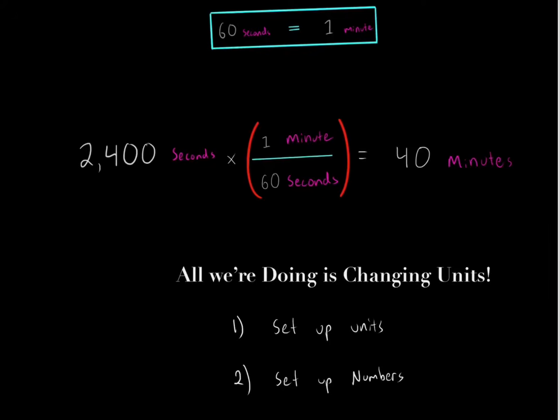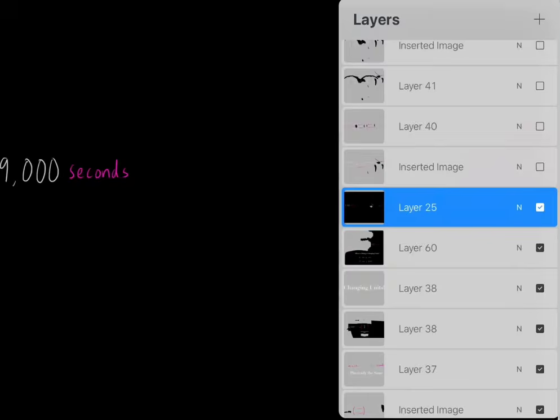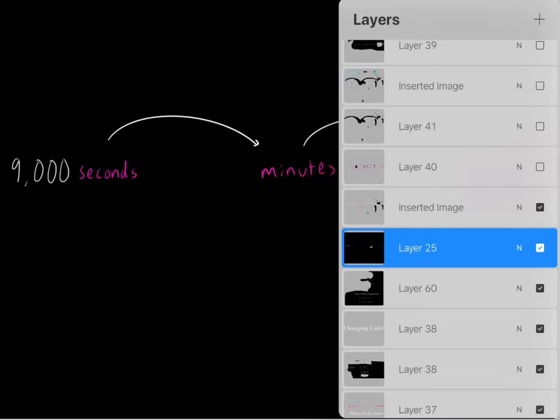So whenever you're doing these unit conversion questions, there are 2 steps. The first thing is you want to set up the units to cancel and to give you the units you want. And the second thing is to set up the numbers. So let's do another example. Let's say a movie is 9,000 seconds long. How many hours long is that movie?